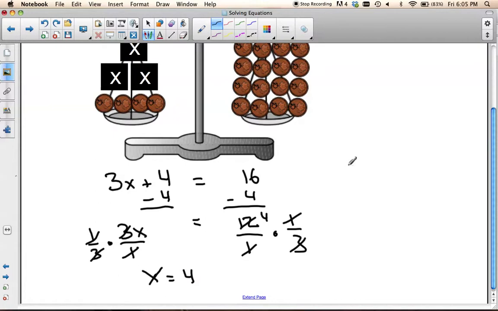And I can test that out. If I rewrite my problem as 3 times 4 plus 4, I should get 16. Well, we know that 3 times 4 is 12, and 12 plus 4 is 16. I know that my answer is correct. I know that x is equal to 4.